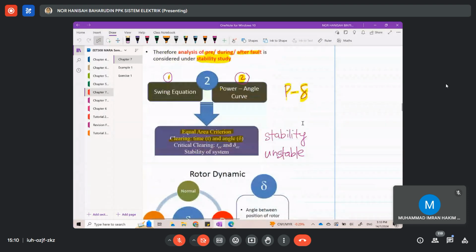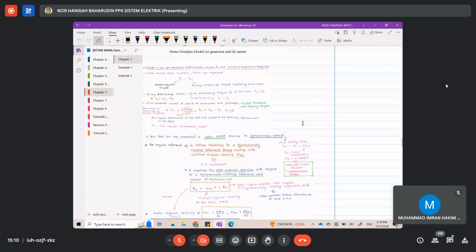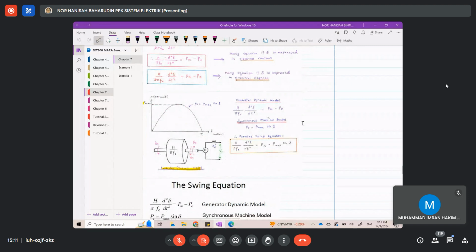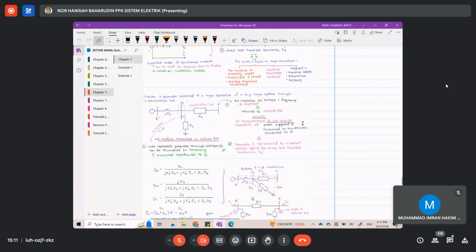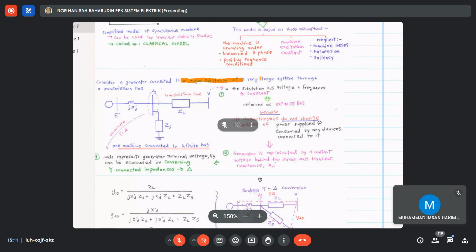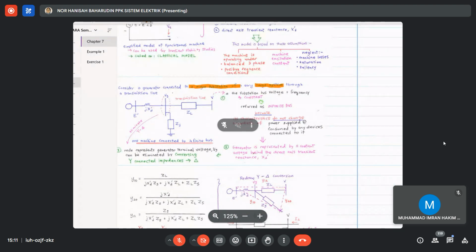Because if you don't understand what is the infinite bus, you do not understand what we have discussed all this while. Consider a generator here connected to a major substation of a very large system through a transmission line. I have mentioned so many times that the infinite bus is the major substation, a very large system through a transmission line. So infinite bus is a very large system.